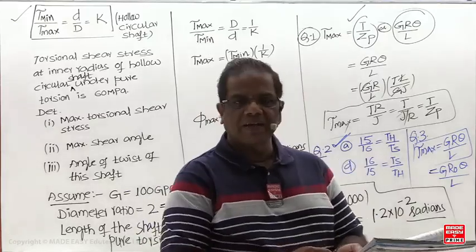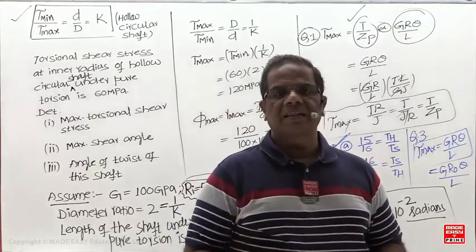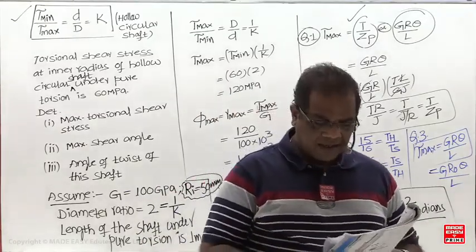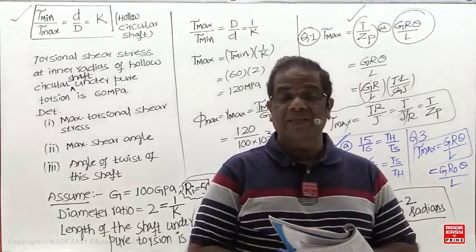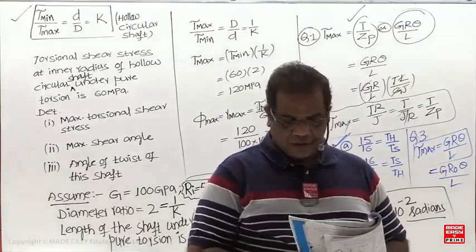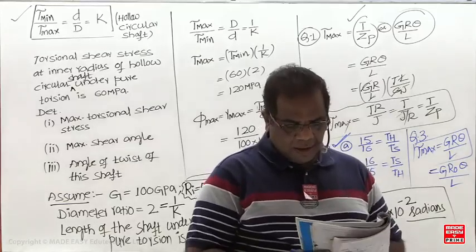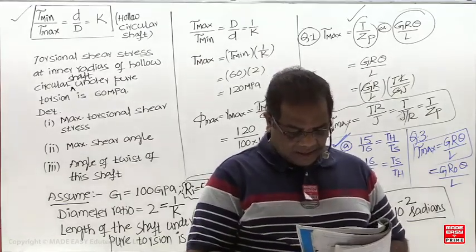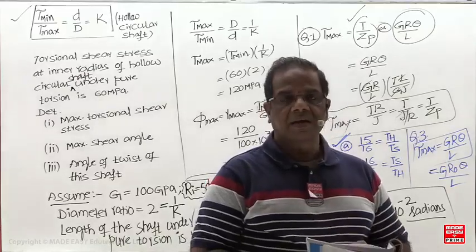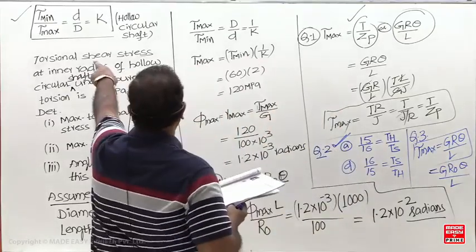Question number 4, directly can get it. Theta is asked, TL by GJ. Answer is D. Question number 2 is A. Question number 3 is what? D. Question number 4 is also D. Question number 5 is also D. 16. Directly can get it from this now.